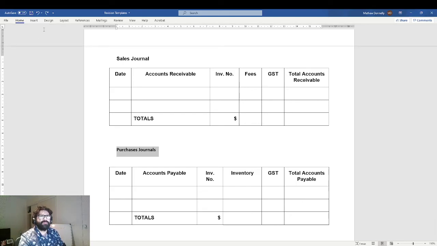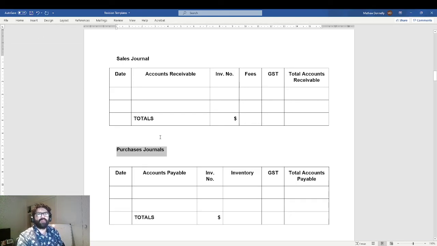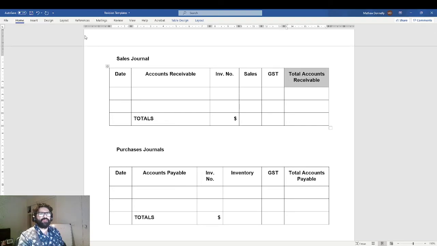So the sales journal acts as any credit sales we make. And this time it's the sales or the fees that we make on credit. You add the GST and you get a total for the accounts receivable. So sales plus GST equals total accounts receivable. We're going to highlight that as well. So the subtotal of sales and the subtotal of GST would go on the bottom here. And if I add this to this, it will also equal the total accounts receivable. And we can double check that.